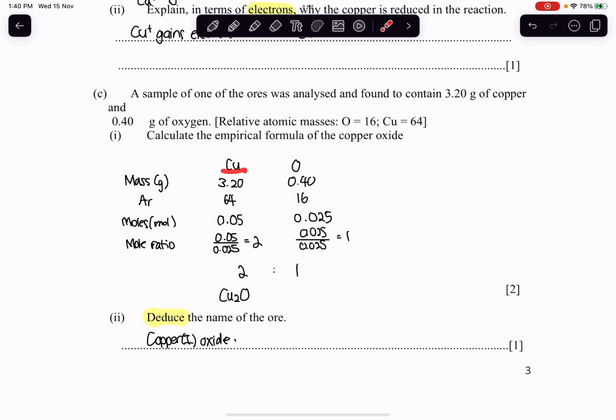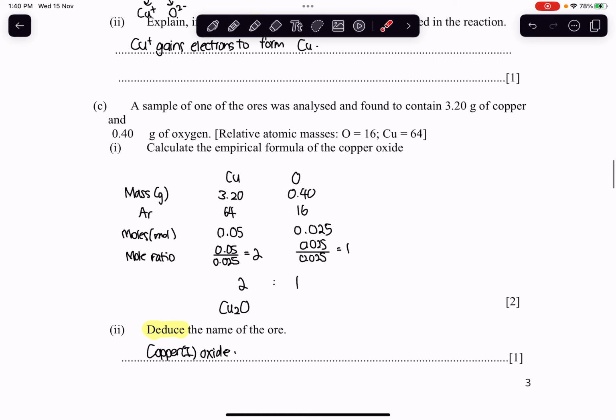So you have copper and oxygen. The mass of copper is 3.20 g, and the mass of oxygen is 0.40 g. The relative atomic mass is taken from the periodic table: copper is 64, oxygen is 16. For moles, you take mass over molar mass. Molar mass is just your Ar with units g/mol. So you take 3.20 divided by 64, you get 0.05 mol. Likewise for oxygen, you take 0.40 g divided by 16 g/mol to give 0.025 mol.